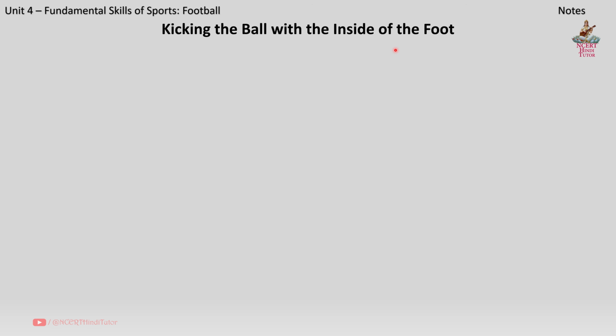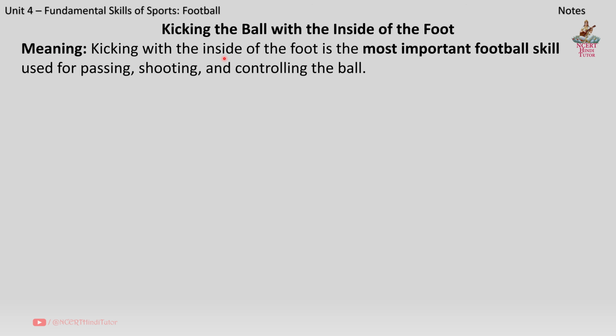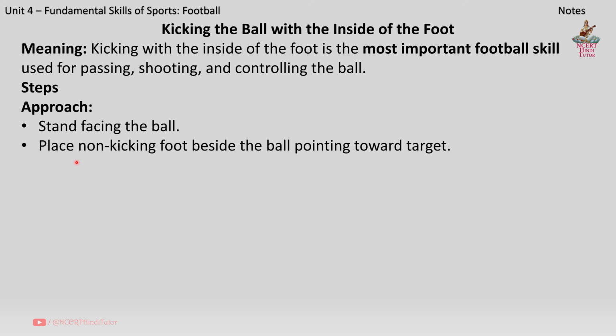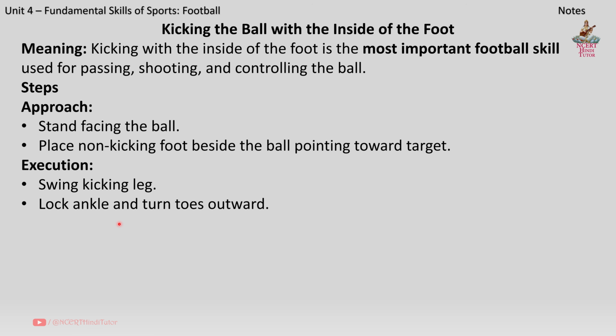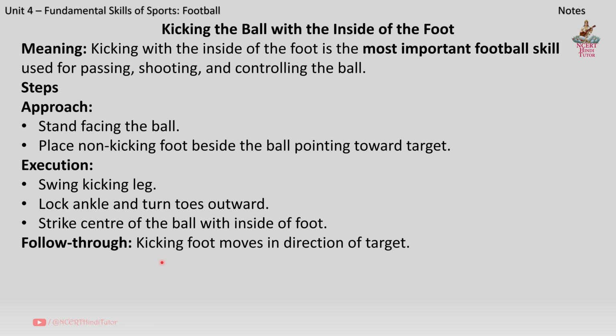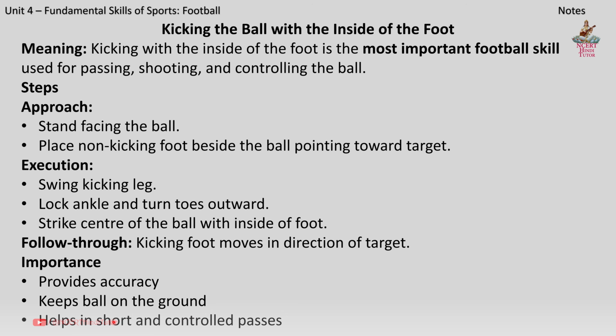Kicking the ball with the inside of the foot. Kicking with the inside of the foot is the most important football skill, used for passing, shooting and controlling the ball. Steps: approach, stand facing the ball, place the non-kicking foot beside the ball pointing toward the target. Execution: swing the kicking leg, lock the ankle and turn the toes outward. Strike the center of the ball with the inside of the foot. Follow through: the kicking foot moves in the direction of the target. Importance: provides accuracy, keeps the ball on the ground, helps in short and controlled passes.